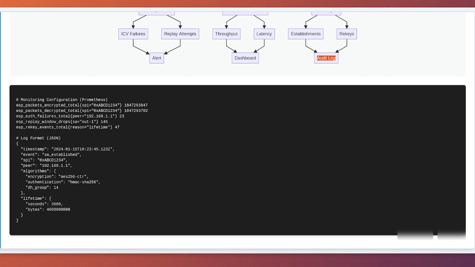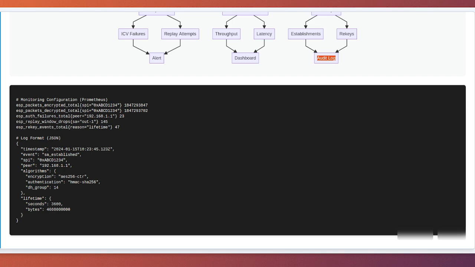Correlation of logs across multiple devices provides a complete picture of tunnel behavior. Use synchronized timestamps, preferably with microsecond precision, to correlate events across endpoints. Include contextual information like tunnel names, peer identities, and traffic selectors in log entries. Implement structured logging using formats like JSON to facilitate automated analysis. Consider using correlation IDs that follow a packet through encryption, transmission, and decryption.